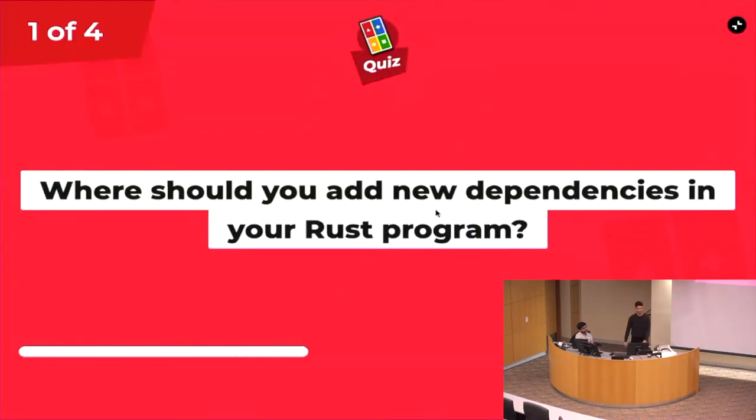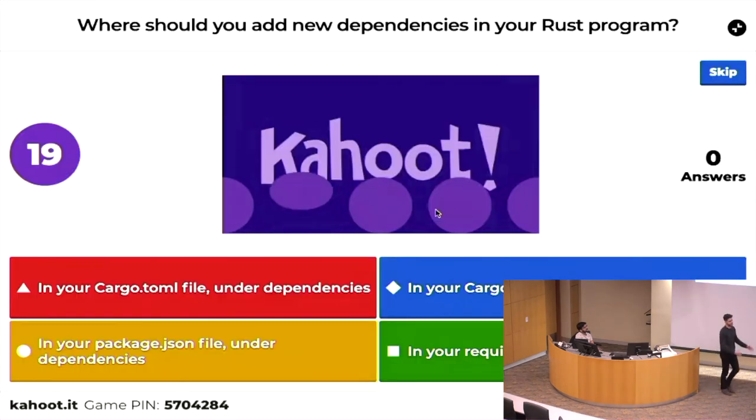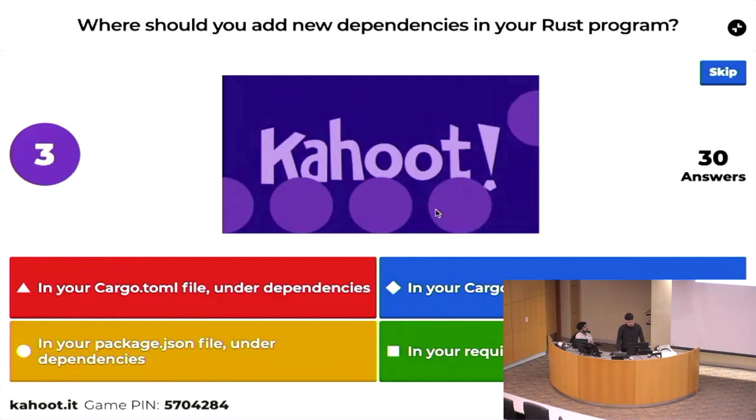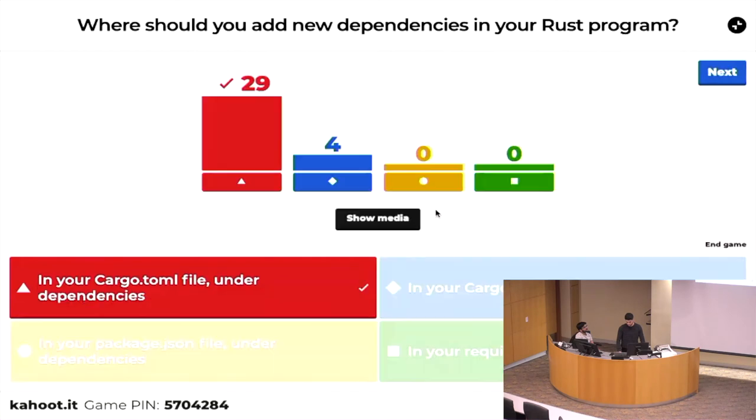So the first question should be fairly easy. If I have a new dependency or a library, if that word is better for you, where do I put it? Very good. So red is the correct answer. As you saw in the example, I go into cargo.toml under dependencies, just basically put in the name and the version that you want to import in. Blue is incorrect just because packages is not in the cargo.toml. And yellow and green are actually what you can see in Java and Python respectively.